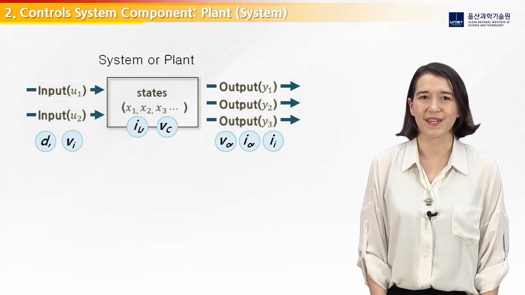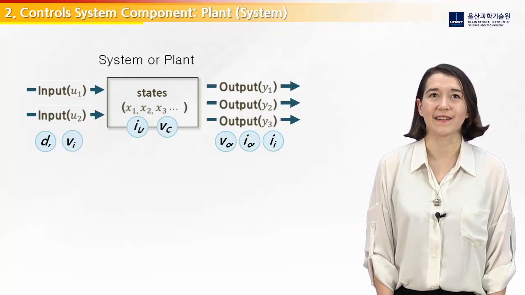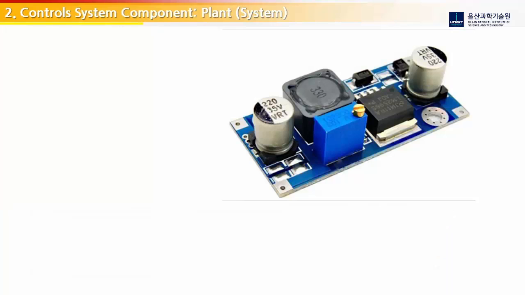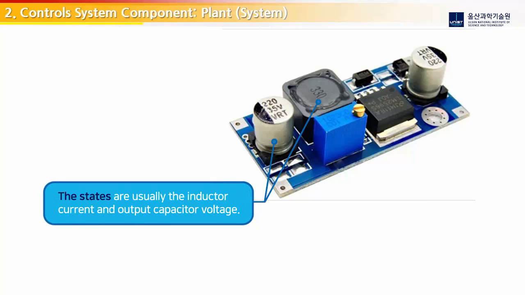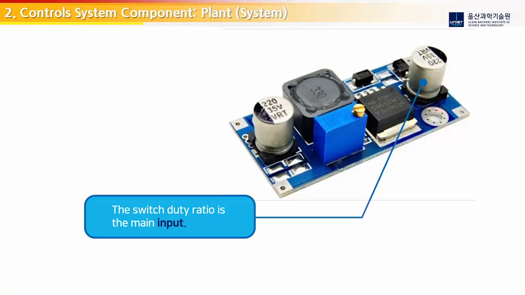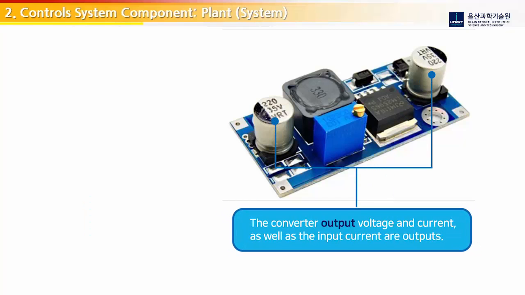Let's take a closer look at the DC-DC converter as an example. In common DC-DC converters, like the buck and the boost converter, the states are usually the inductor current and the output capacitor voltage. For the inputs, the switch duty ratio is the main input, but the input voltage can also be defined as a system input. For the outputs, we say that the converter output voltage and current, as well as the input current, are outputs.